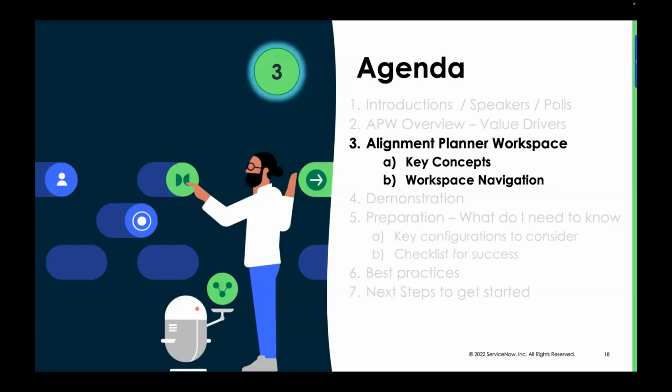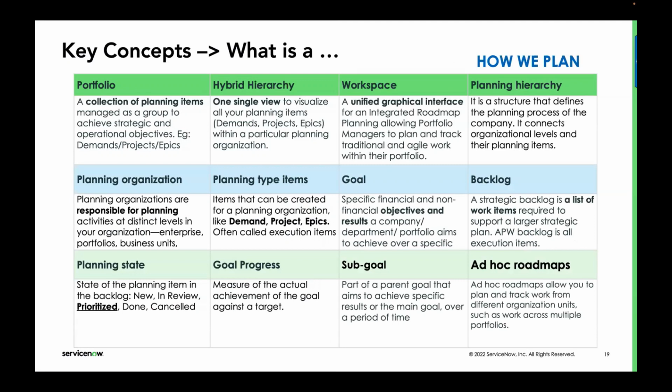So let's get into some key concepts on APW and then some navigation. The first thing I want to mention, at the very top, is these key concepts. It's more about terminology. What are these things? I want to call your attention to some key ones: the planning hierarchy and the planning organization. Think about the planning hierarchy as something we need to set up as part of this architecture, and that's how we want to plan. Are we going to do hybrid planning?